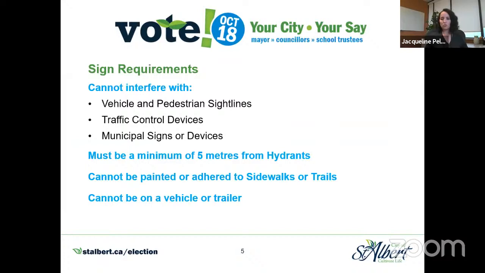It's also important to note that signs cannot interfere with vehicle or pedestrian sight lines, traffic control devices, or municipal signs and devices. They also must be a minimum of 5 meters from hydrants. Signs must also not be attached or painted onto sidewalks or trails, and cannot be attached or on a vehicle or trailer.